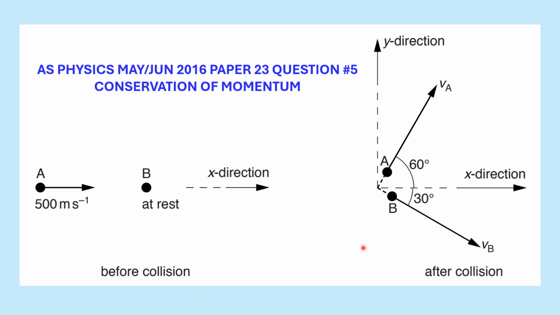This question is about the conservation of momentum in collisions in two directions, making the math operations more complex compared to collisions in one single direction. If you want to learn how to analyze questions like this, follow along and take some notes.